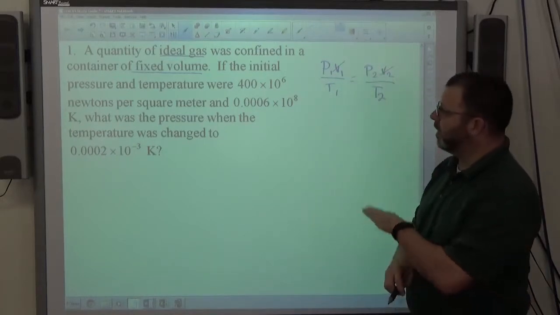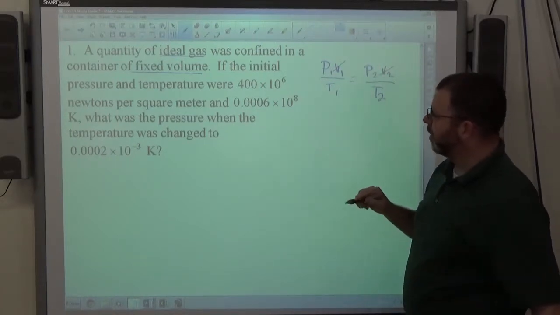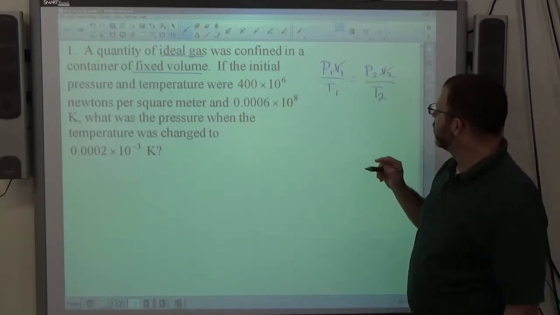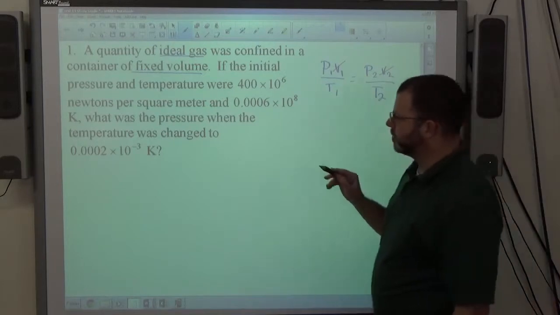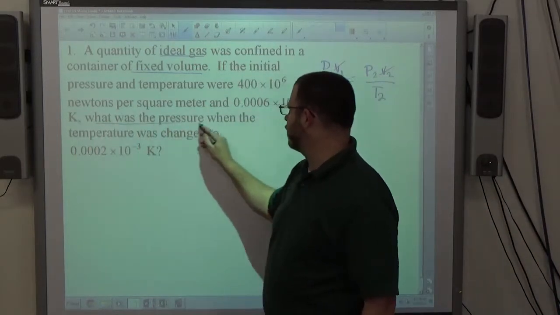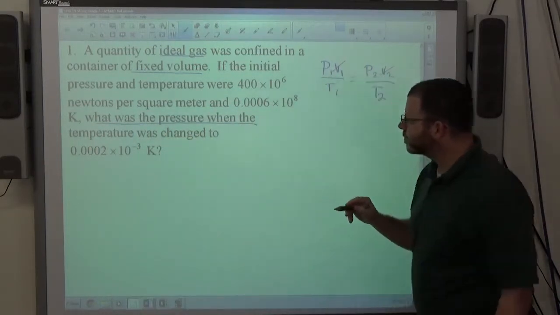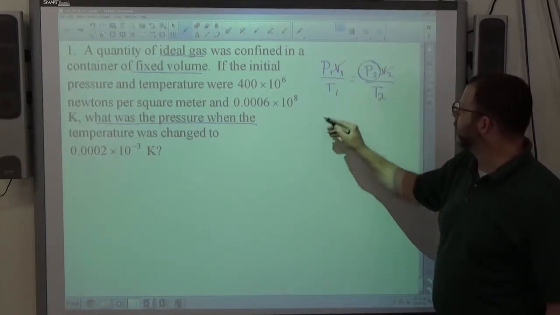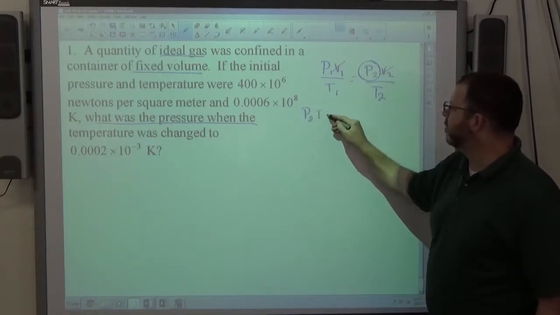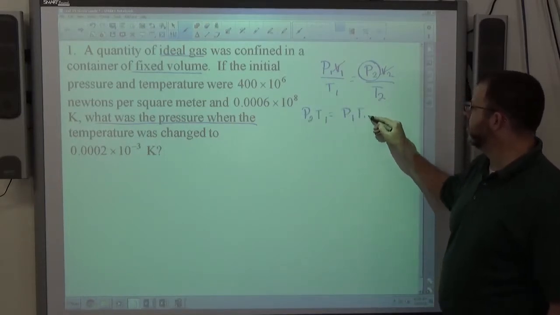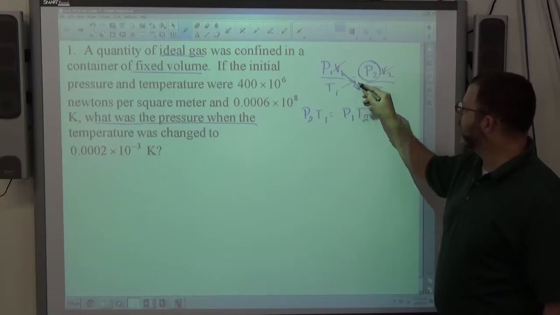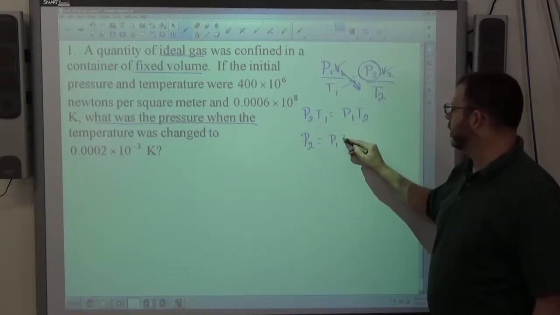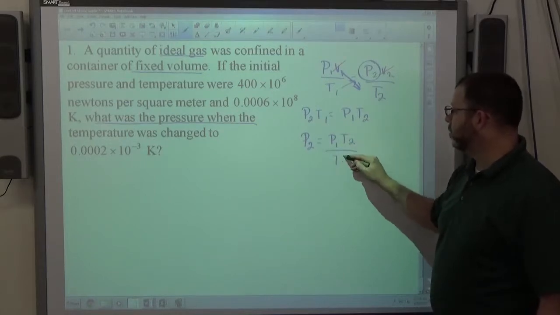I can see that the pressure, temperature, volume values given to me are all these scientific notation looking numbers. So the easiest way to do this, it wants the final pressure. What was the final pressure when the temperature is changed? So if I cross multiply, what I'm looking for is what P sub 2 is equal to. I get P sub 2 T sub 1 is equal to P sub 1 T sub 2. That product equals that product. And if I want P sub 2 equals, it's just going to be P sub 1 T sub 2 over T sub 1.